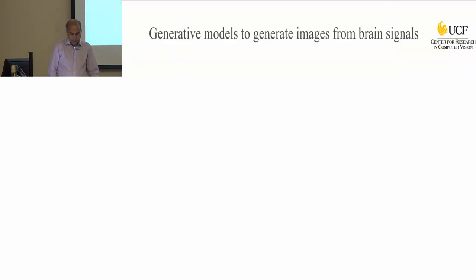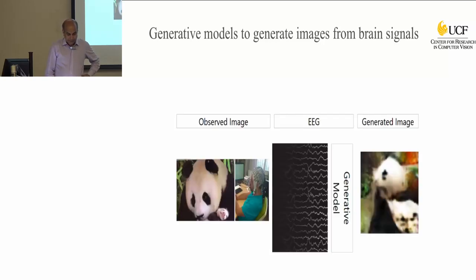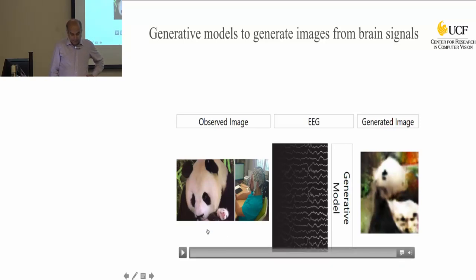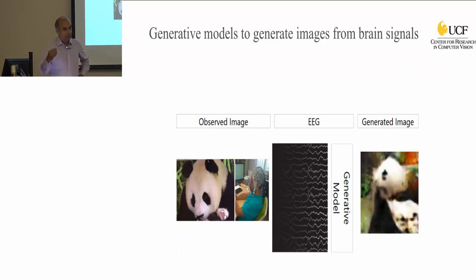Okay. So the next thing we did, the last thing I'm going to talk about, which is again very interesting: the person looks at the image and we get EEG features, and using the EEG feature we want to synthesize the visual image. Which is an amazing thing, right? That's why we call it reading the mind. And for that we are using the GAN, generative adversarial network.